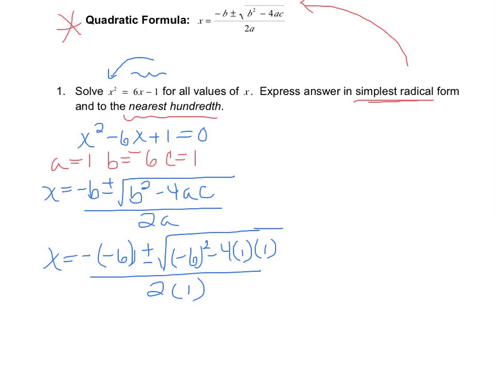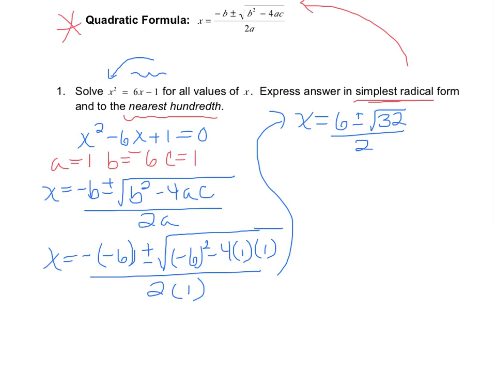Okay, so now I'm going to come up over here because I'm running out of room. So now I'm going to simplify as much as I possibly can. X equals a negative of a negative 6 is a positive 6, plus or minus the square root of, I don't know. So I'm going to take everything under the radical and I'm going to plug it in my calculator. So parentheses, negative 6, close parentheses, squared, minus 4 times 1, enter. And you should have ended up with 32. All over 2 times 1, which is 2.